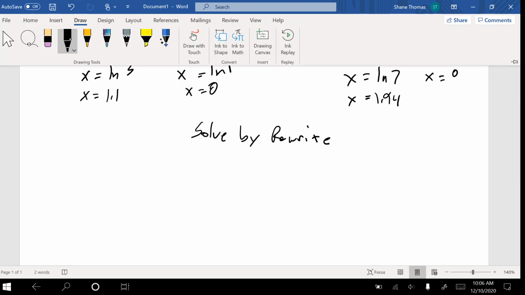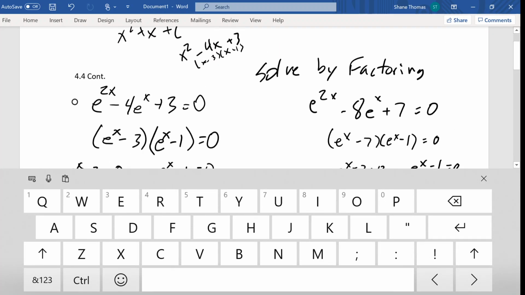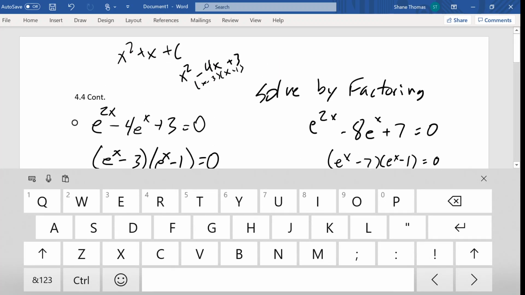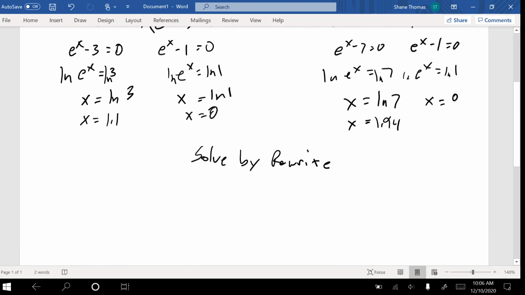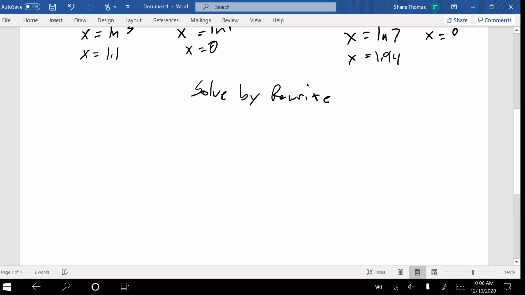All right, so we're going to solve by rewrite. Now, again, whenever we're solving these things, when we use these properties of logs, if we can get it to a form where we can put it in a calculator, we're in good shape. But if we can rewrite these and never have to put it in a calculator, we're even in better shape. All right, so let's look at this guy.